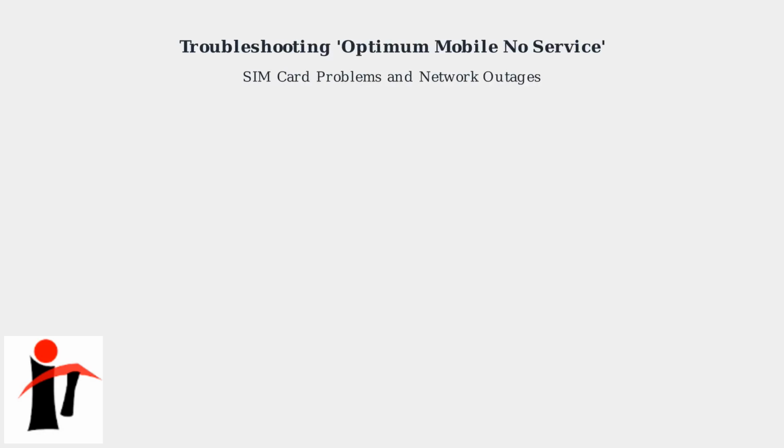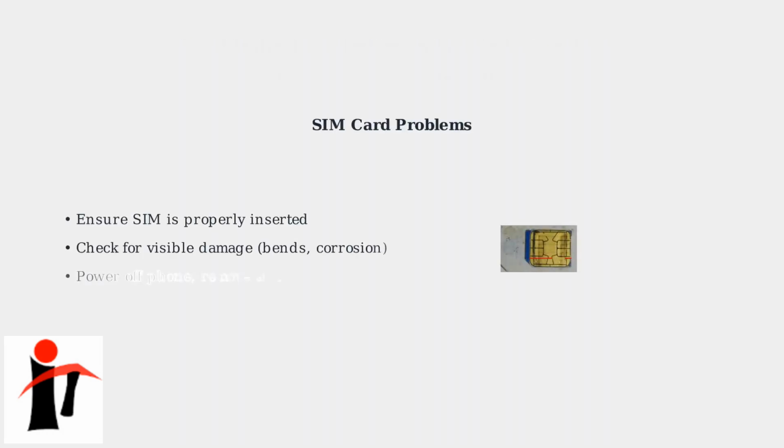Experiencing no service on your Optimum mobile device can be frustrating. Let's quickly address the most common causes: SIM card problems and network outages. First, ensure your SIM card is properly inserted and undamaged. Power off your phone, remove the SIM, check for any visible damage like bends or corrosion, and reinsert it firmly.